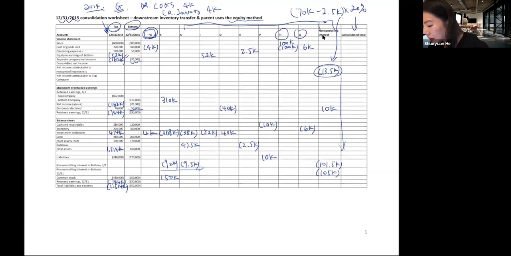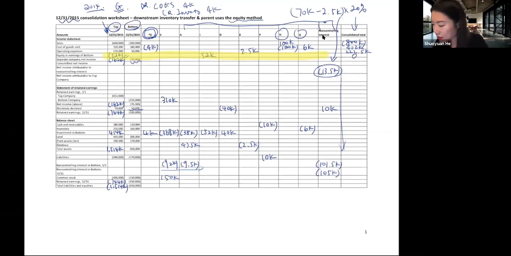So we add up all of the sales number, that will give us 800,000. Cost of goods sold adds up to 402,000. Operating expense adds up to 222.5 thousand. And then your earnings in subsidiary income should cancel out. So that would be 0.